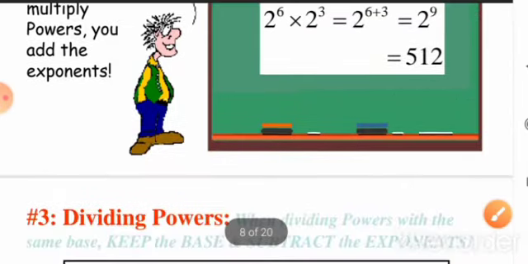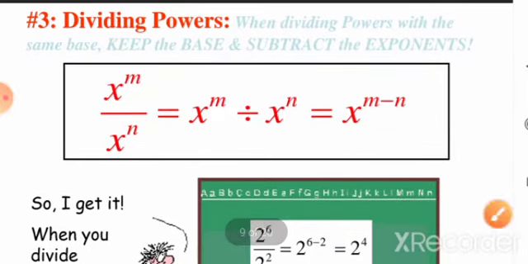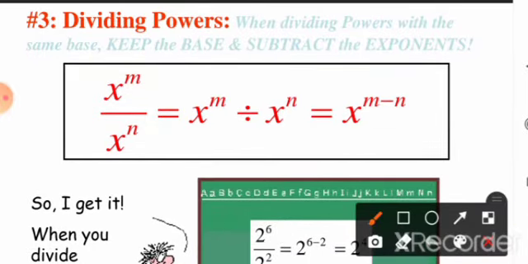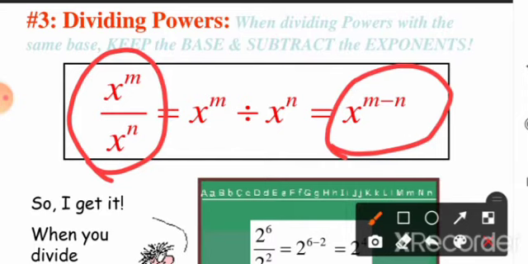Next one is dividing the powers. If we divide two powers with the same base, keep the base and subtract the exponents. Keep the base the same and directly subtract the powers or exponents. Like x power m upon x power n, so the result will be x power m minus n.